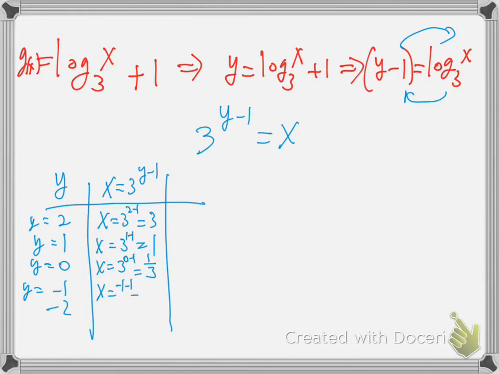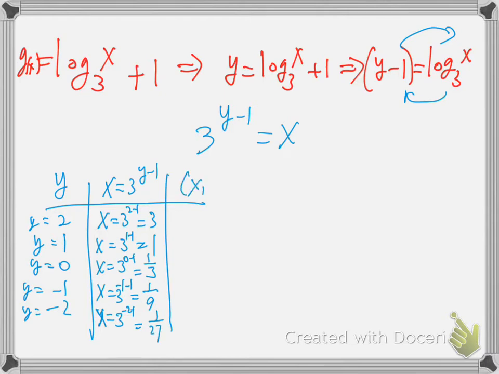-1 minus 1, so it's -2, so 1/9. And the last one is -2 minus 1. It's 3 to this power, so this is 3 to the -2 minus 1's power, so this is 1/27.